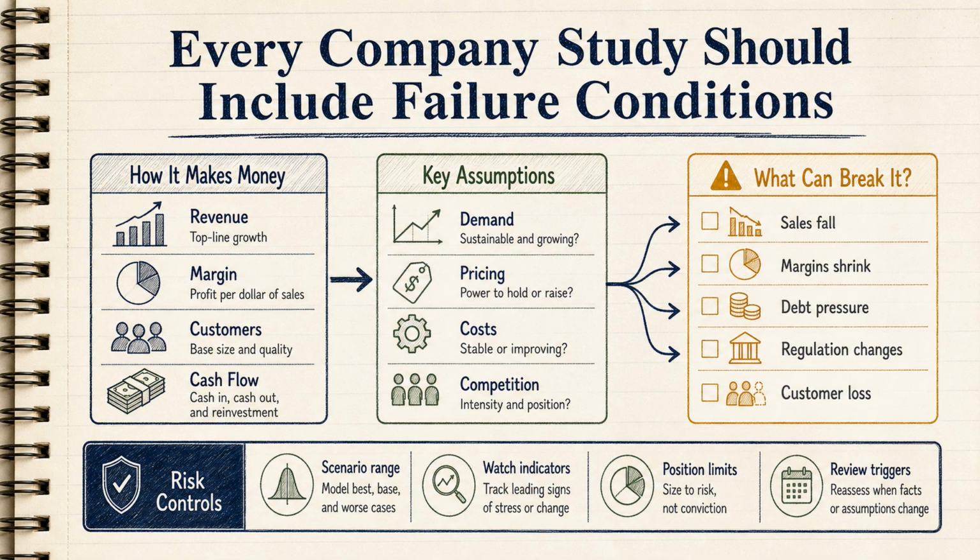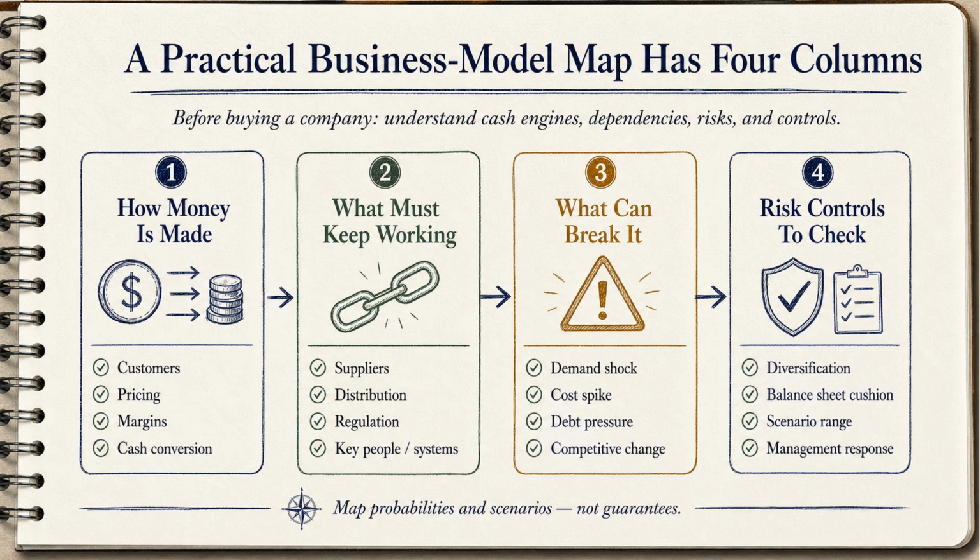Every company study should include failure conditions. Do not write only the bullish case. Write what would force a reassessment: falling gross margin, rising churn, longer inventory days, weaker cash conversion, higher financing cost, lower return on research, stronger regulation, platform fee changes, or aggressive competitor pricing. These triggers are not for daily panic. They create discipline.